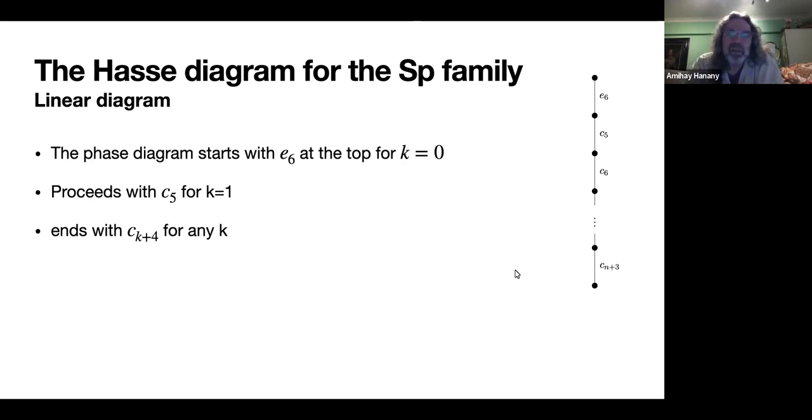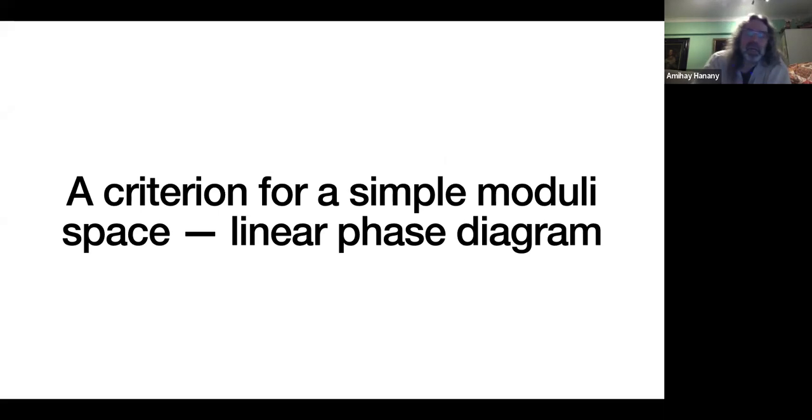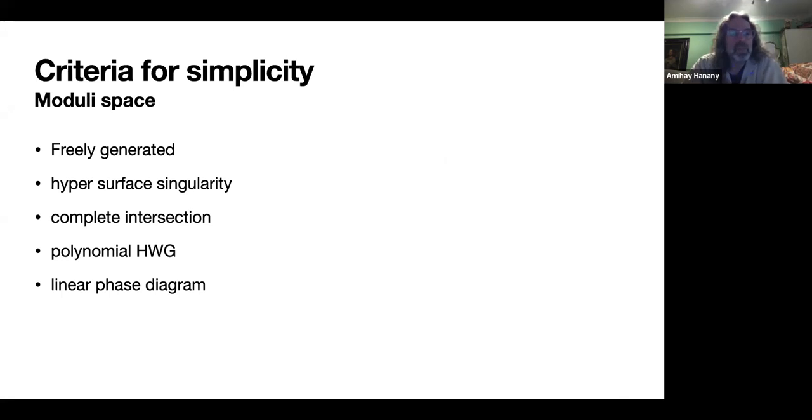So we find that this moduli space, which has a polynomial highest weight generating function, also has a linear Hasse diagram. So this is my next criterion for simplicity: a linear phase diagram. So let's add it to the set of criteria for simplicity: freely generated, hypersurface, complete intersection, polynomial highest weight generating function, and linear phase diagram.